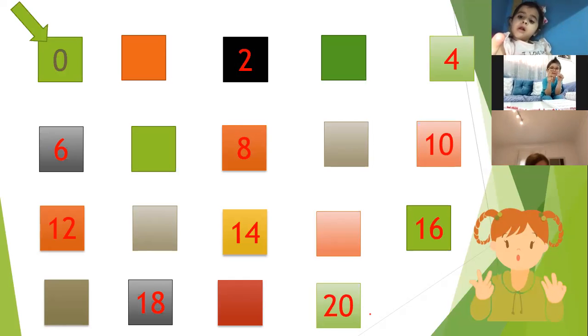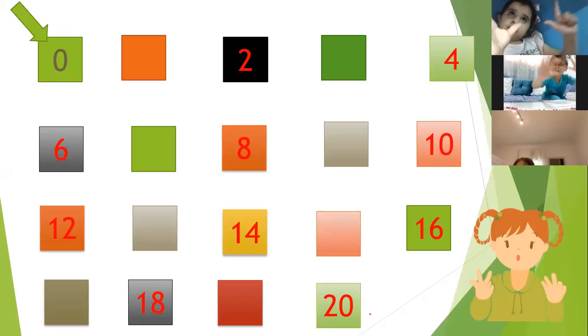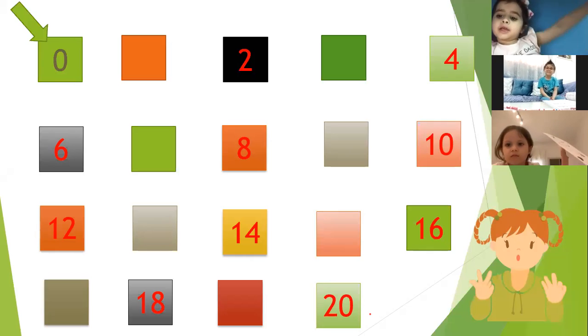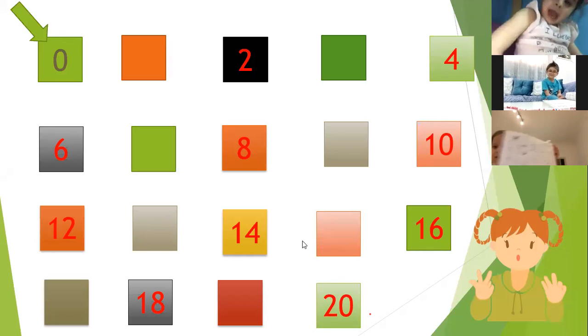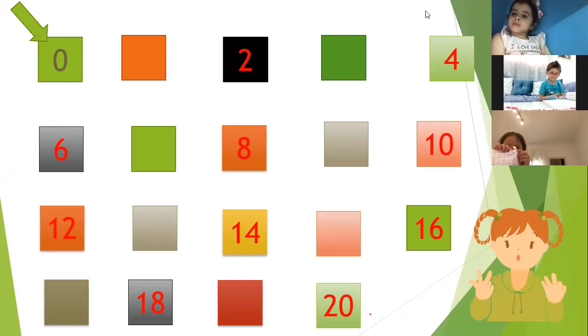Okay, again 2 fingers more. Open 2 more. Okay, so you have 2, 4. Again 2 fingers. 6. Again 2 fingers. 8. Again 2 fingers. 10. Okay, KG? So count with me. 0, 2, 4, 6, 8, 10, 12, 14, 16, 18, 20.